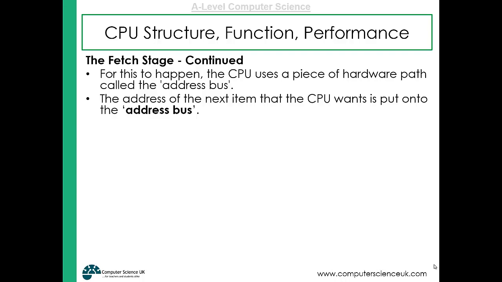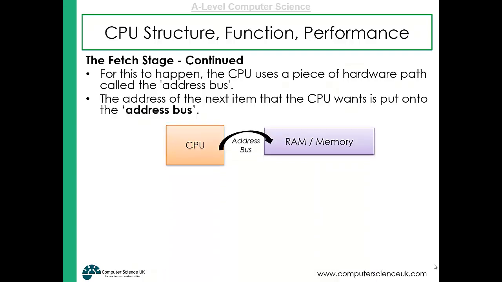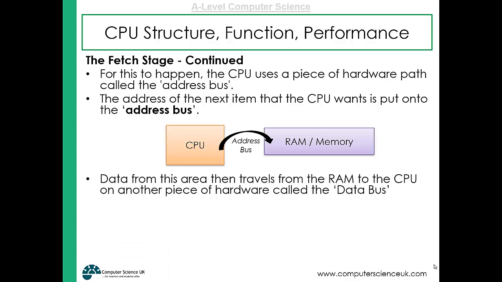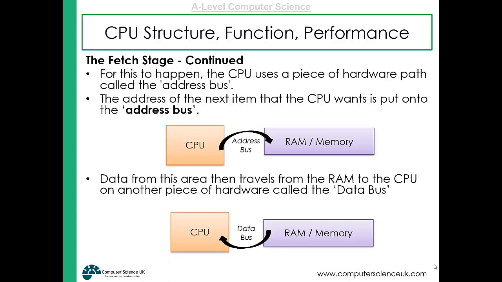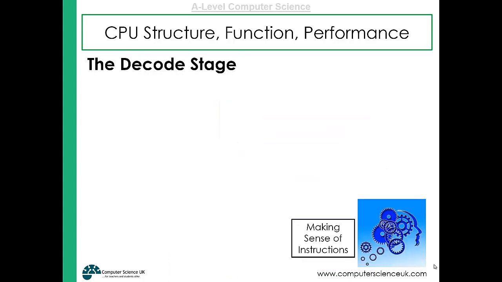Now, the address bus is the first bus in this process. The address of the next item that the CPU wants is put onto the address bus. So the CPU will say to the RAM, can I have the data or the instruction that is in address number, let's say 7. Then the RAM will retrieve that data from that particular address and will send it back to the CPU along the data bus. The CPU has now fetched that data.